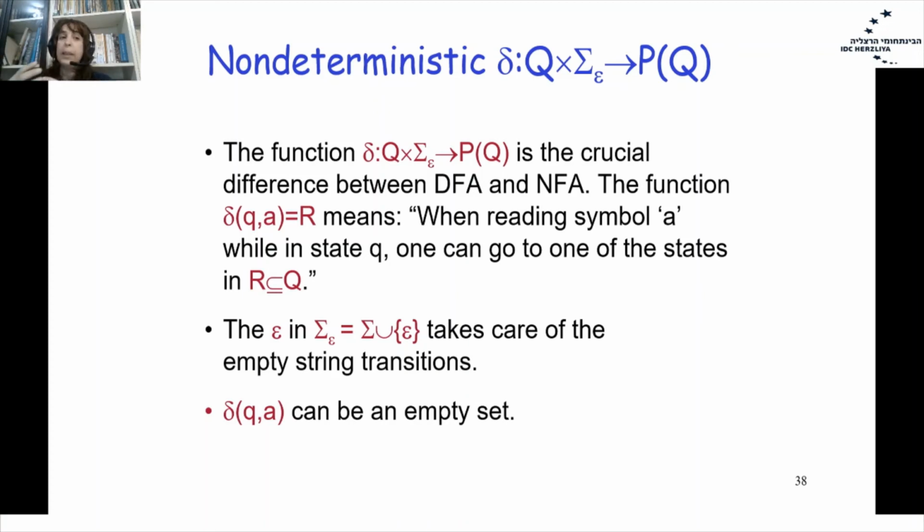Please pay attention. Sometimes our transitions can be not defined. So delta for Q and A can be not defined. That means that we have an empty set as a result.